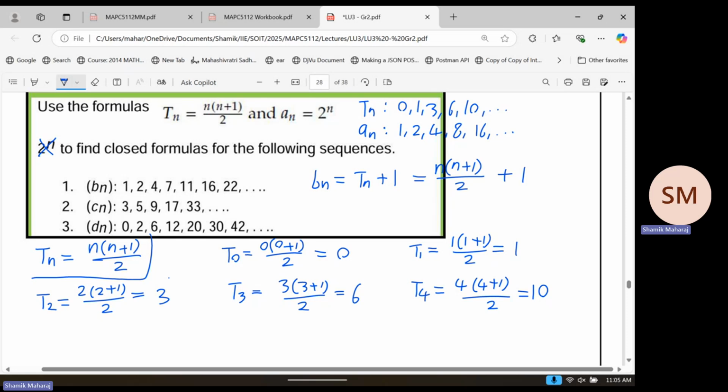So I'll let you guys try one more. Let's try number 2. I'll give you a minute to look at that one.